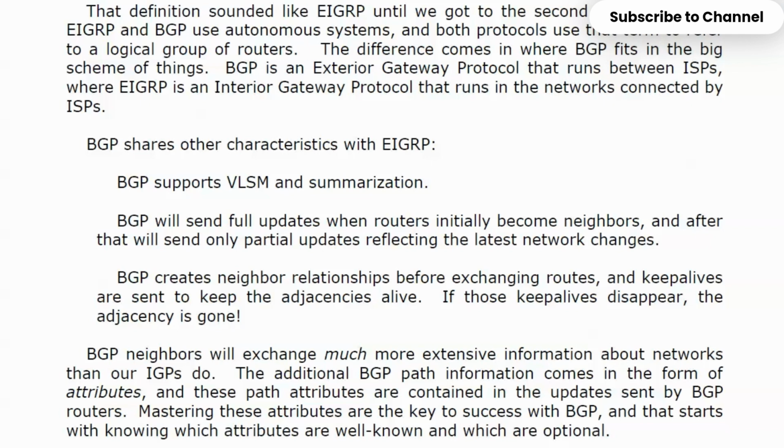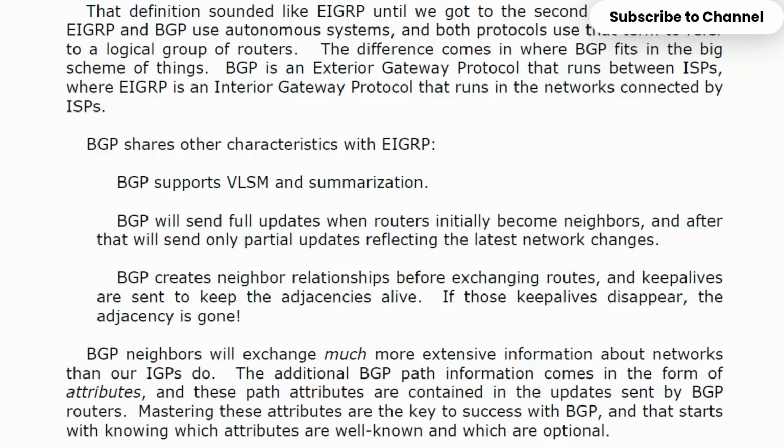Now, BGP, as I mentioned, we have peers, we have neighbor relationships, the same thing. They create these relationships before they exchange routes, and there are keepalives that are sent to keep the adjacencies alive. And of course, we know the deal here. If those keepalives disappear, the adjacency is gone.